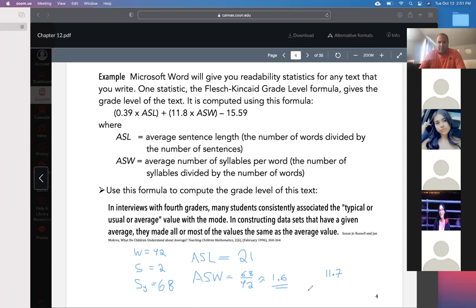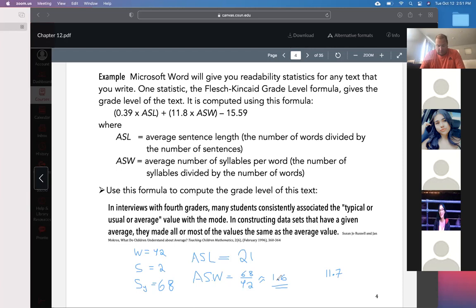Well, I got 8.19 plus 18.88 minus 15.59. Then I added the 8 point that. No, but I'm saying at the ASW, did you use 1.6 or did you use 1.619047619? Because if you just use 1.6, you're using an approximation, which could be pretty significant.